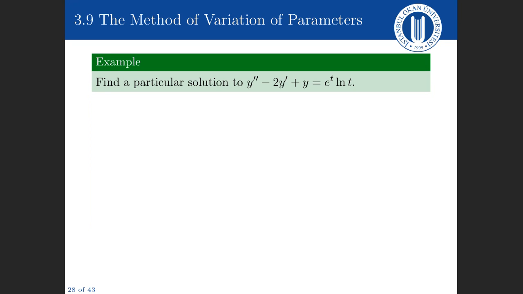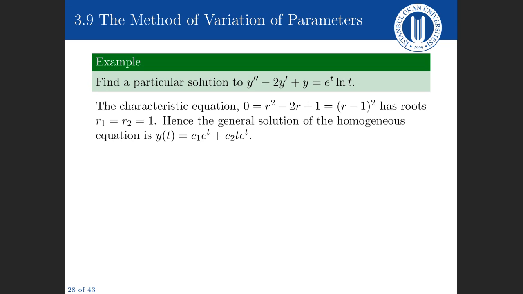Another example. Find a particular solution to y double prime plus 2y prime plus y is equal to e to the t ln t. E to the t is a nice function. If we just had e to the t, then we would probably use the method of undetermined coefficients. But we also have an ln t, and ln t is not a nice function. When we differentiate ln t, we don't get ln t. So we must use the method of variation of parameters.